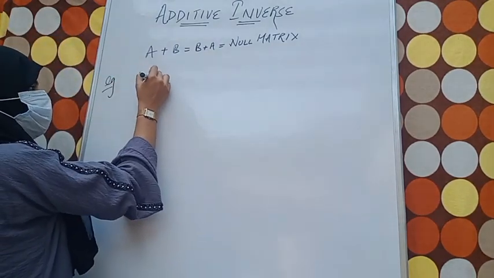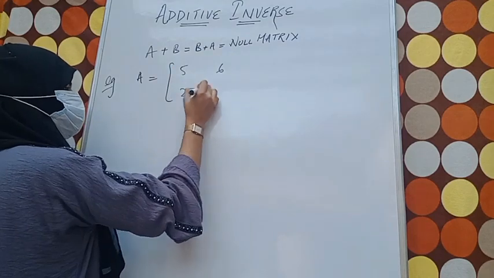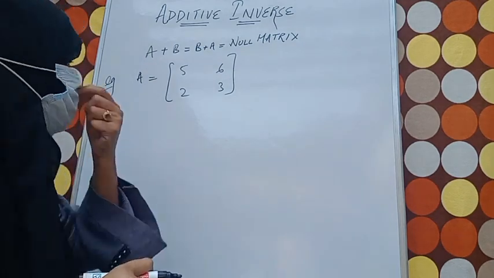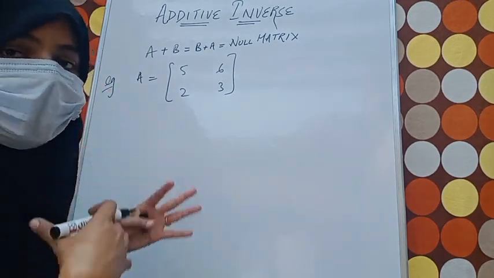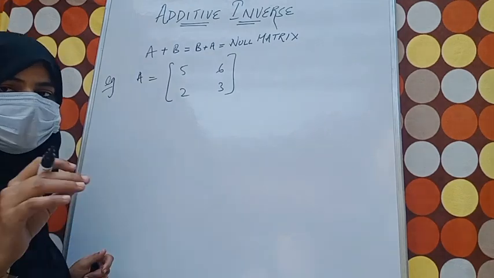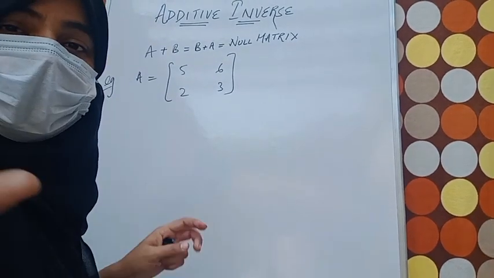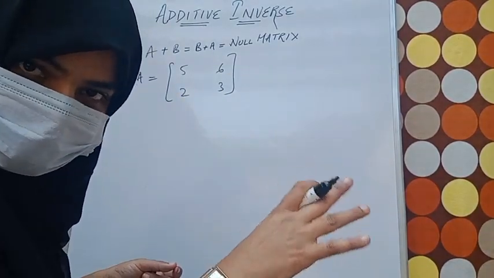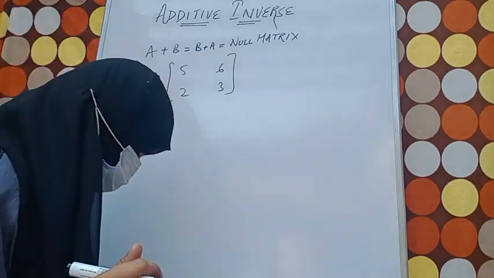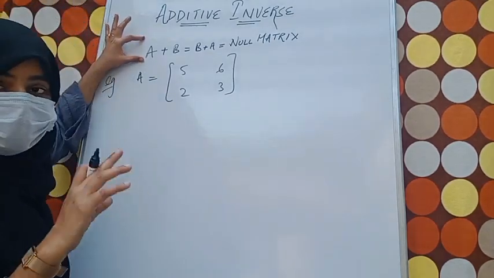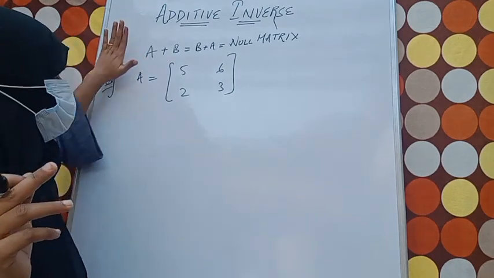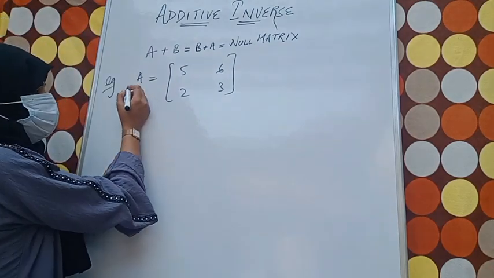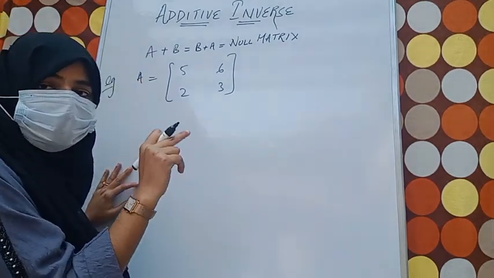Example, let me take A equals 5, 6, 2, 3. Now, by finding its additive inverse, what will we do? Always remember, the additive inverse of a single matrix is its negative. I told you this for two matrices. First understand it for the single one, and then I'll explain the second also. So the additive inverse of a single matrix is its minus.